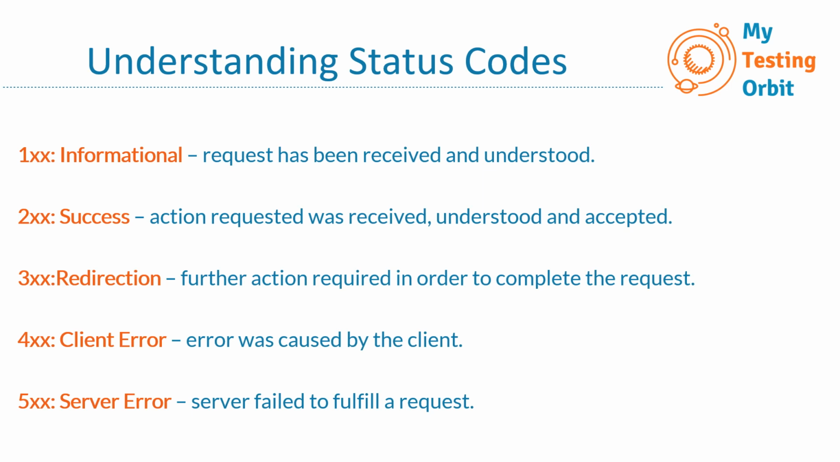There are many further examples, but these are the 5 main starting digits of the status codes: 1, 2, 3, 4, 5. Based on the starting number, you can interpret what kind of status code it is, what we are expecting, and what the server is trying to tell us as a response code.